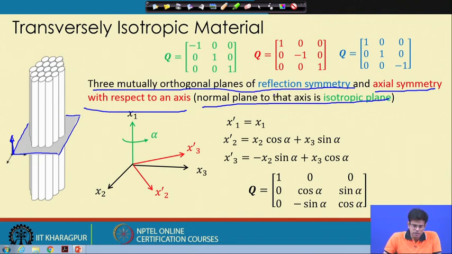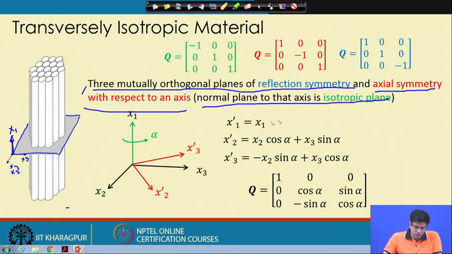So, first let us summarize the assumptions we are making here. First, we are making these 3 mutually orthogonal planes of reflection symmetry, which is essentially the orthotropic material, and for the orthotropic material we know the constitutive equation. Second is the axial symmetry with respect to an axis. If this is the x1 axis, then about the x1 axis there is an axial symmetry. That means the x2 x3 plane is essentially the isotropic plane.